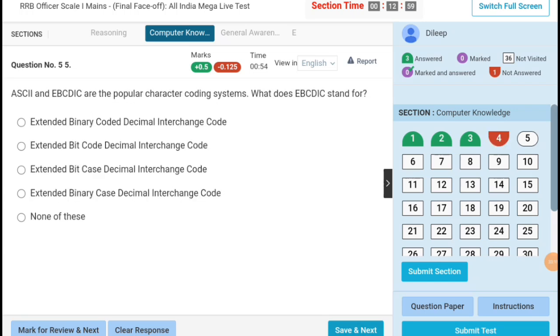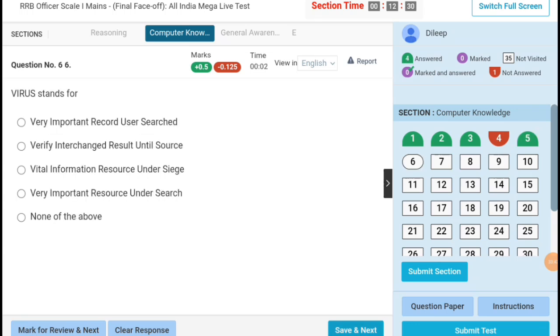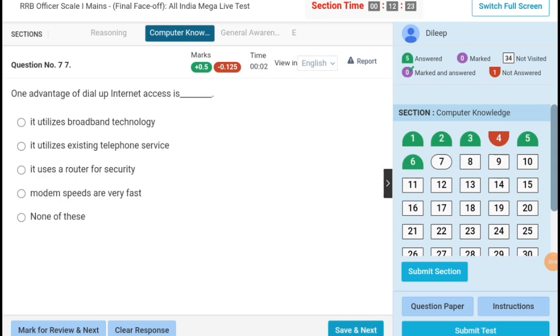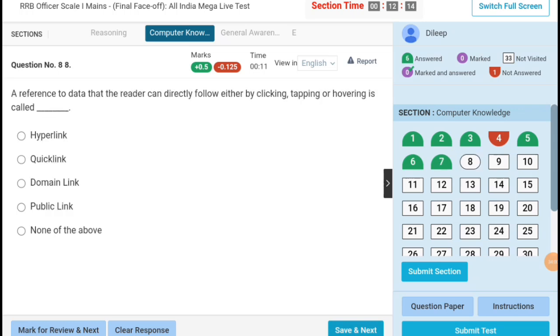So next, CV is extended binary coded decimal integer. What is the abbreviation of EBCDIC? Extended bit code of decimal. I think option A, virus. Vital information resource under seize. One advantage of dial-up internet access is it utilizes existing telephone service.